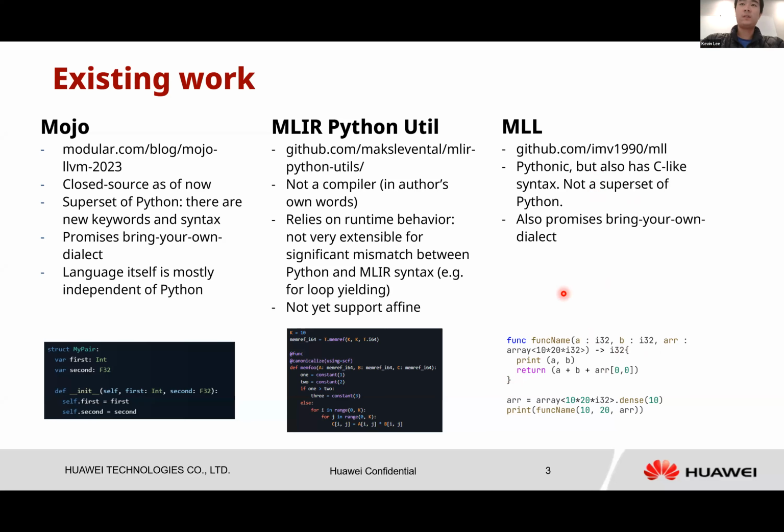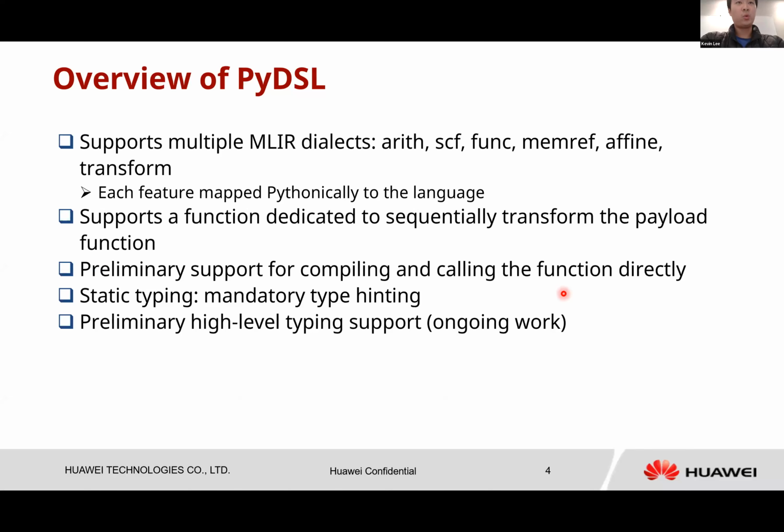So that does not work out for us. Our goal is to create a language that's as similar to idiomatic Python as possible. We don't want any nested functions or things like that. We also wanted to support the arith, SCF, func, memref, affine, and transform dialects. We also want functions that are dedicated to sequentially transforming the payload function that we have written. And we wanted at least preliminary support for compiling and calling the function directly.